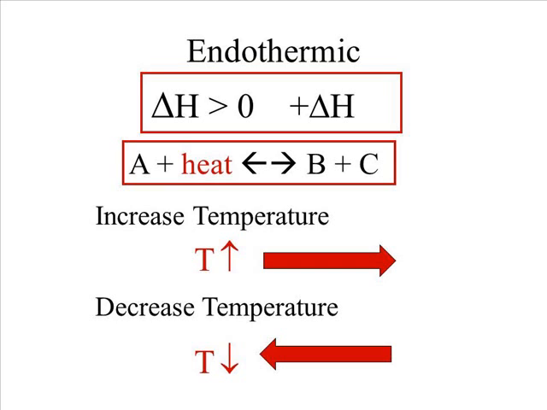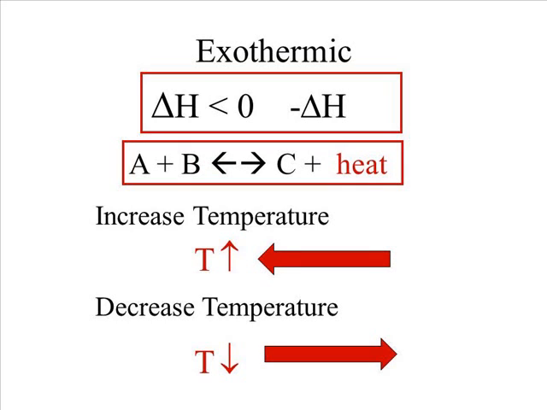If you decrease the temperature of an endothermic reaction, the reaction will shift to the left to try to create more heat, and in the process you will reduce your amount of product and increase your amount of reactant.